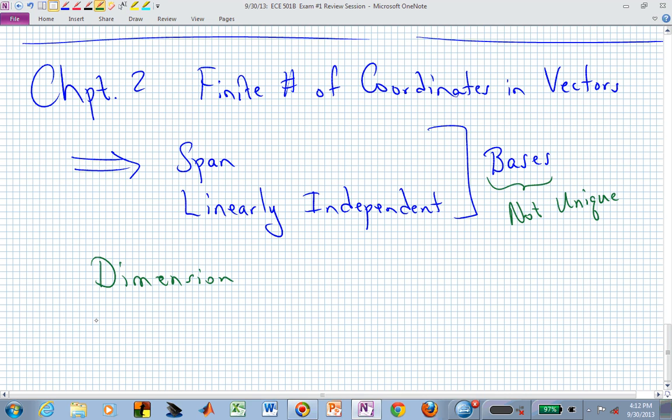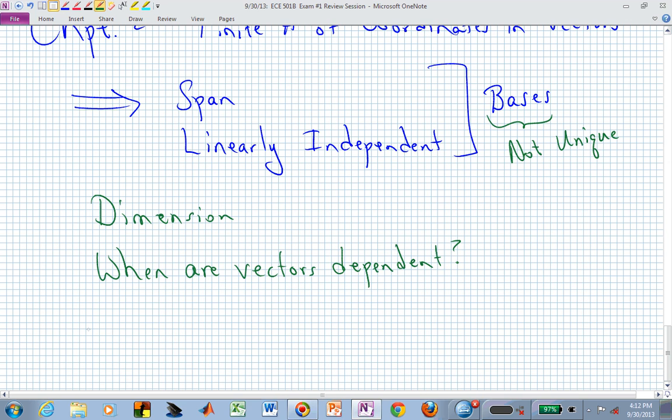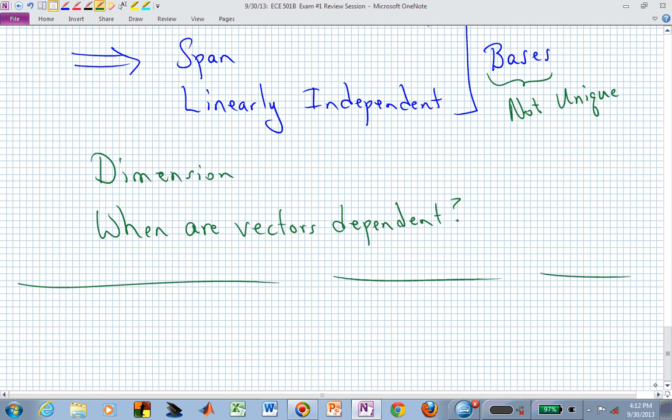And as I said before, you need to be able to deal with vectors being independent or when are vectors dependent, and you need to be able to work with abstract vector spaces in addition to the typical linear algebra vectors that you might be used to thinking about.